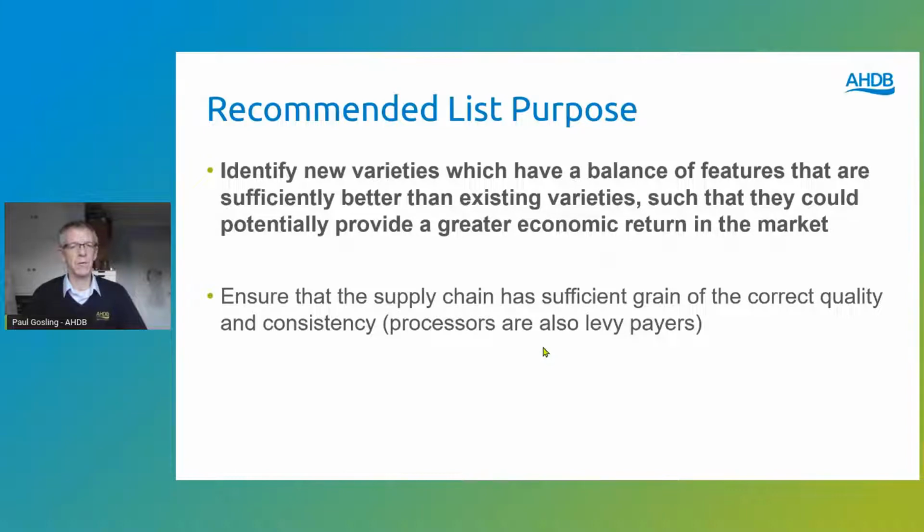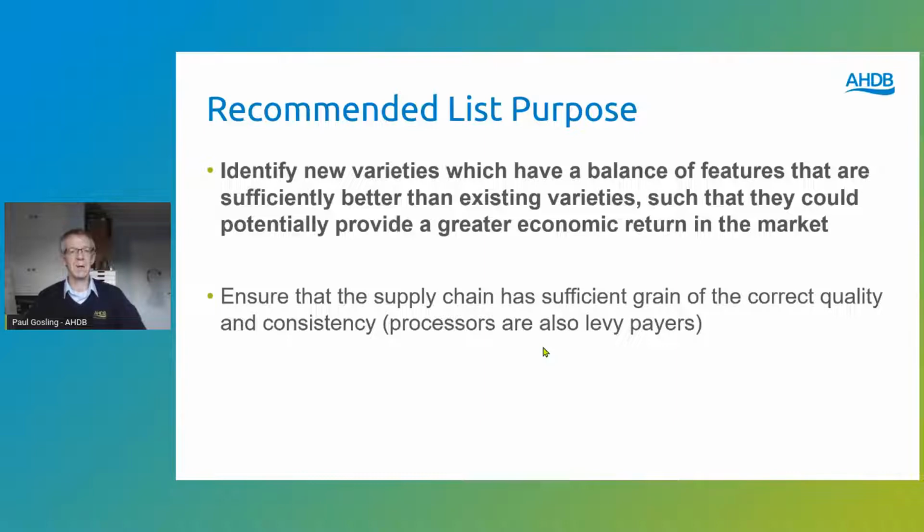So what is the purpose of the recommended list? Well, the recommended list has two real purposes. The main one is to identify new varieties, and we do focus very much on new varieties, which have a balance of features that can make them better than the existing varieties, so they could potentially provide a greater economic return to the market. Farmers aren't likely to change their varieties unless there's something better on the market, and so we are looking for something better. And we always want to be driving varieties forwards, getting better disease resistance, better yields, better quality, and that's what the recommended list is about.